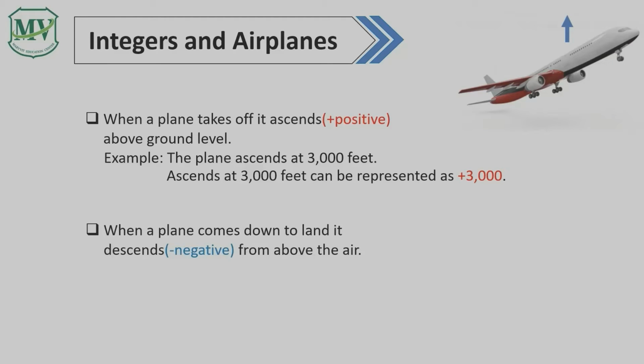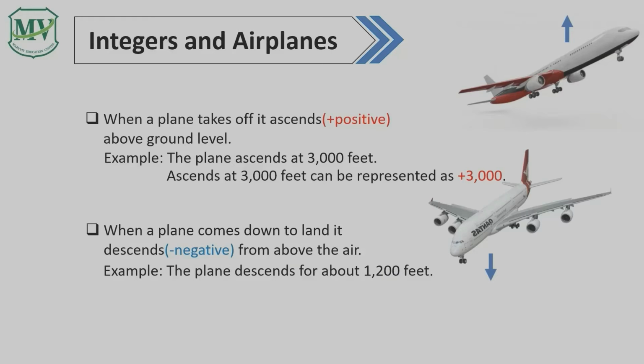When a plane comes down to land, it descends from above the air. The word descend could represent a negative number. Example: the plane descends for about 1,200 feet. Descends for about 1,200 feet can be represented as negative 1,200.